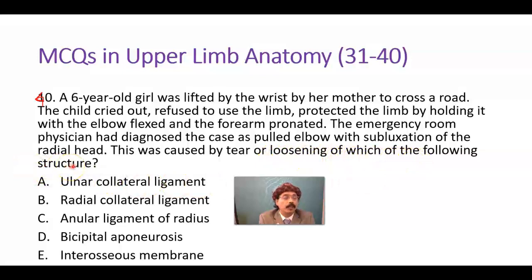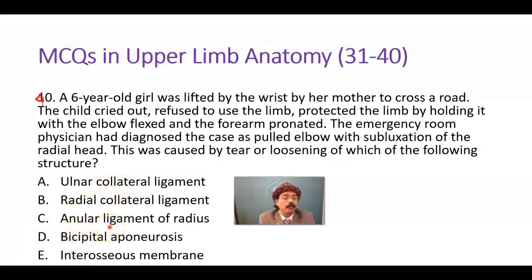Okay, so this is pulled elbow with subluxation of the radial head. This was caused by tear or loosening of which of the following structure: ulnar collateral ligament, radial collateral ligament, annular ligament, we can call annular ligament, or annular ligament of the radius, bicipital aponeurosis, interosseous membrane. So question number 40, what would be the answer? Answer should be what? The annular ligament or annular ligament of the radius.